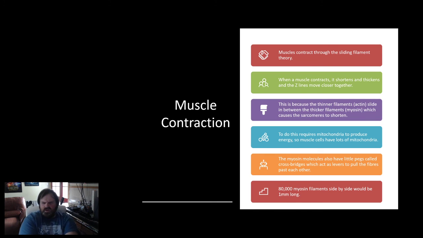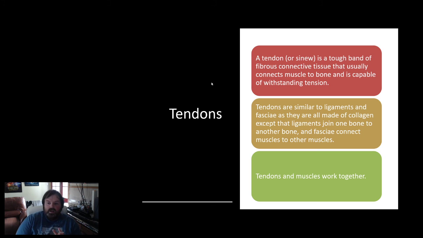The muscle molecules also have little cross pegs called cross bridges that act as levers that grab onto the fiber and pull it along, right? If I put 80,000 myosin filaments side by side, they would be 1 millimeter long. So we're talking pretty small, all things considered. Now, just to finish up for today, a little bit of theory in the muscles. Tendons. Your tendon or sinew is a tough band of fibrous connective tissue that usually connects muscle to bone and is capable of withstanding tension.